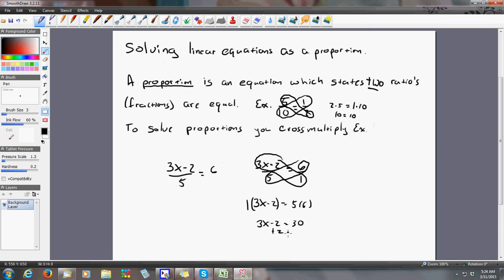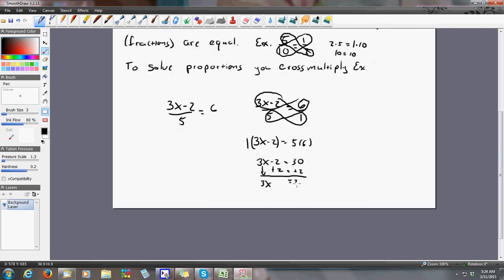I'm going to add 2 to both sides because I need to get x by itself. I bring my 3x down. I get 3x equals 32. I have 3 times x, so I'm going to divide by 3, and I get x equals 32 thirds, which is 10 and 2 thirds. And that was just a quick example. I'm going to give you another example.